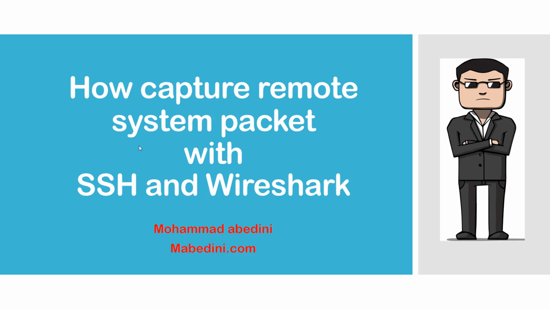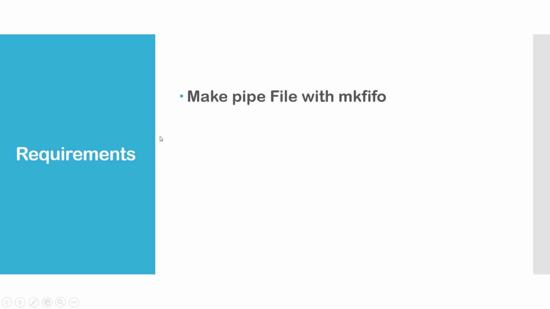First step, you need to make a pipe file. A pipe file can be used to redirect input or output traffic. Write output traffic or tcpdump to the pipe file, and another process can read the pipe file. To make the pipe file, you need to run the mkfifo command. The mkfifo command makes a pipe file.